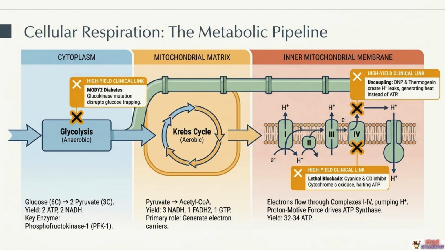Understanding this pipeline exposes clinical vulnerabilities. Toxins like cyanide and carbon monoxide bind and inhibit complex 4, halting aerobic respiration instantly and forcing cells into anaerobic glycolysis, causing fatal lactic acidosis. Conversely, uncouplers like DNP or thermogenin create proton leaks, dissipating the gradient as pure heat instead of ATP.